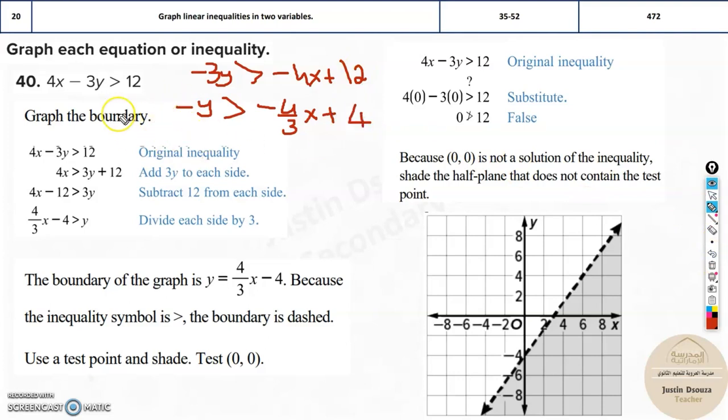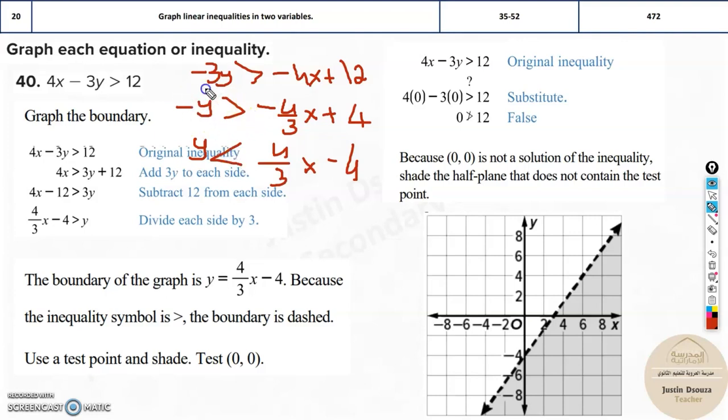Now you can see this y is negative. You need to remove this negative sign. How? The rule states that whenever you change the sign in an inequality, you need to change all the signs throughout. If you're changing the y sign, this also becomes positive. 4 by 3x positive becomes negative. You have to change the sign of all the terms. But the inequality changes. This is very important. Is that clear? This is very, very important.